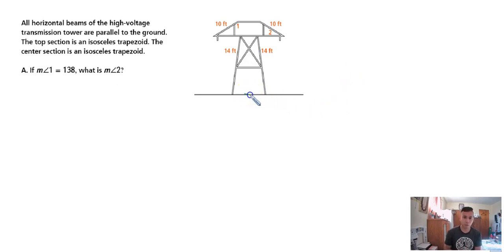So that means that this one is parallel to an arrow. That's an arrow parallel here, parallel to that, and parallel here. Okay. The top section is an isosceles trapezoid. The center section is an isosceles trapezoid also. So this one is isosceles, and this one is also isosceles. Why? Because they have 10 feet, 10 feet, 14 feet, and 14 feet.